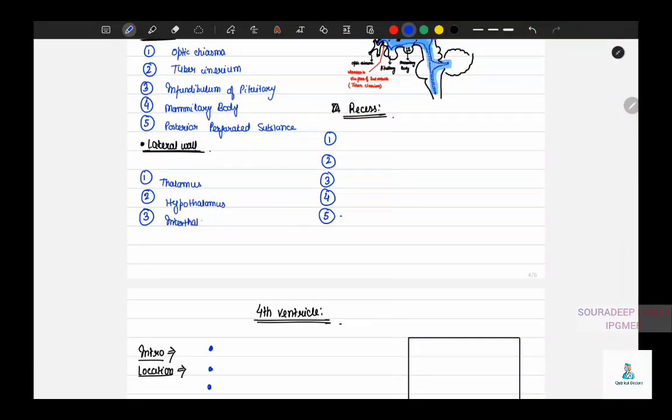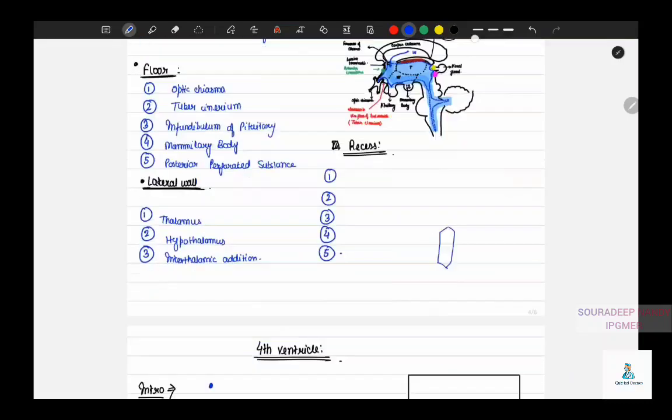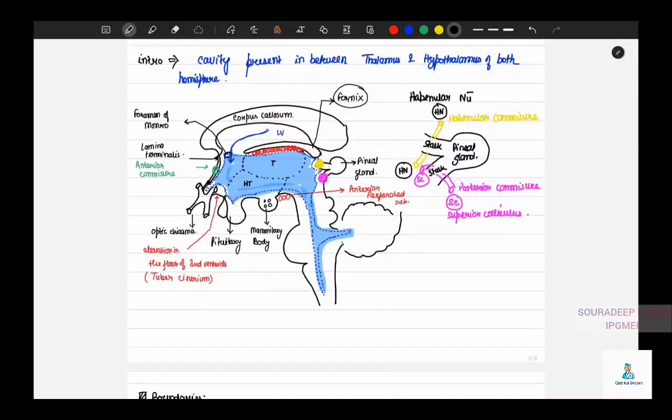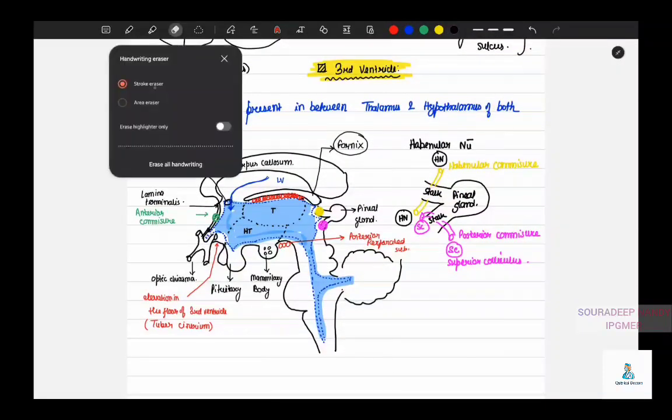The lateral wall is formed by the thalamus, hypothalamus, and interthalamic adhesion. What is interthalamic adhesion? These are the fibers of the thalamus that try to go to the opposite side but revert back to their original position. So these are the interthalamic adhesions.